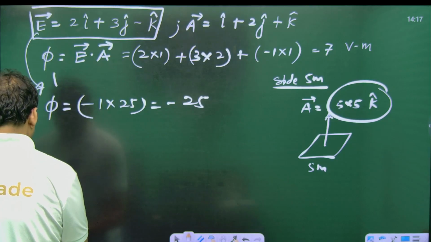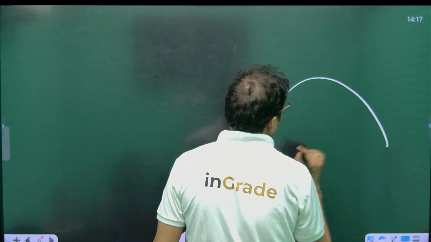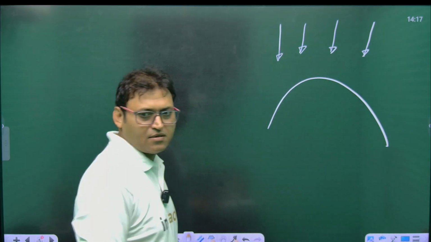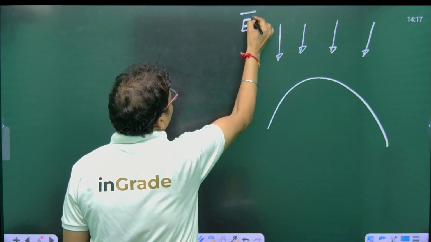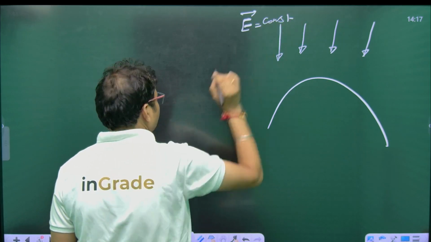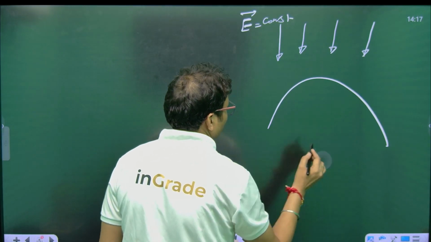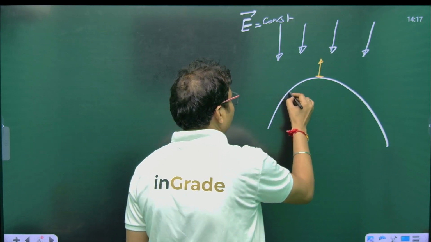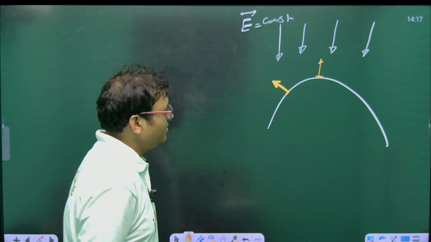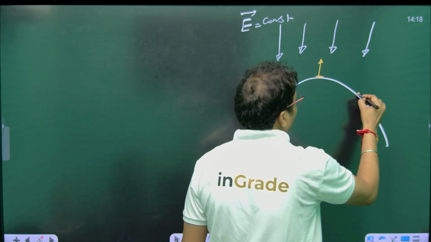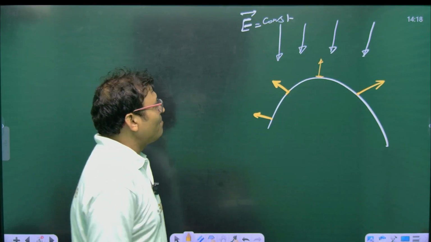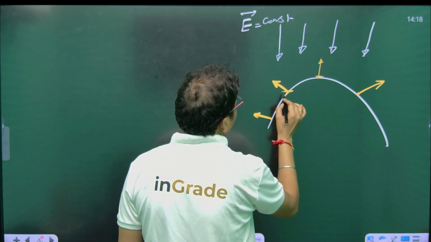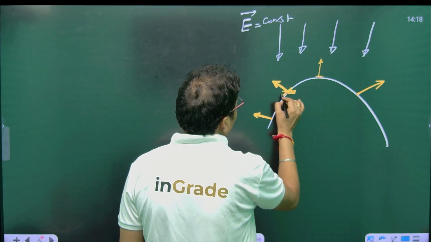Now, if it is a hollow hemisphere, and the direction of the electric field is like this, the electric field is constant, uniform. For the curved surface, the direction of the area vector dA will be perpendicular, normal and outward. But we have to take the dot product, so we need to take the cos component of dA.